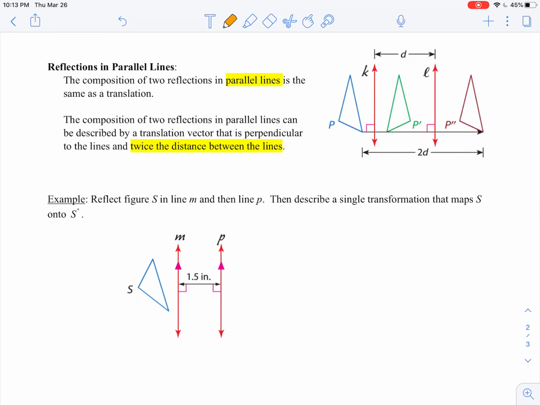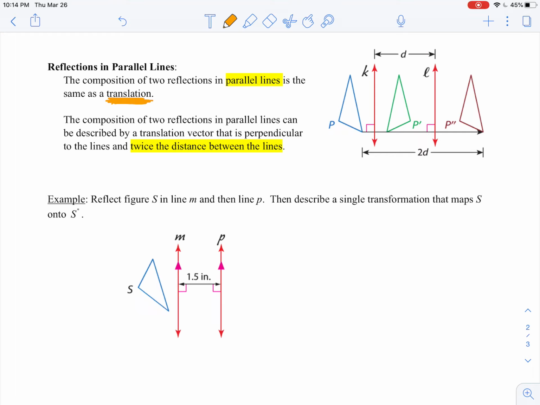So the next example looks at what happens if you reflect an image over 2 parallel lines. The composition of reflecting over 2 parallel lines is the same thing as performing just a translation. When you reflect over 2 parallel lines, it's equal to a translation twice the distance between those 2 parallel lines.